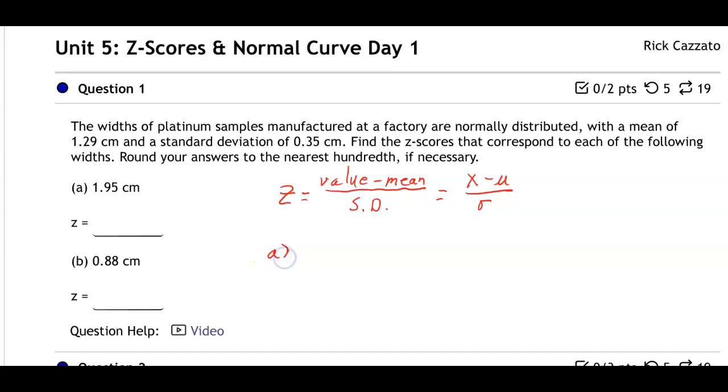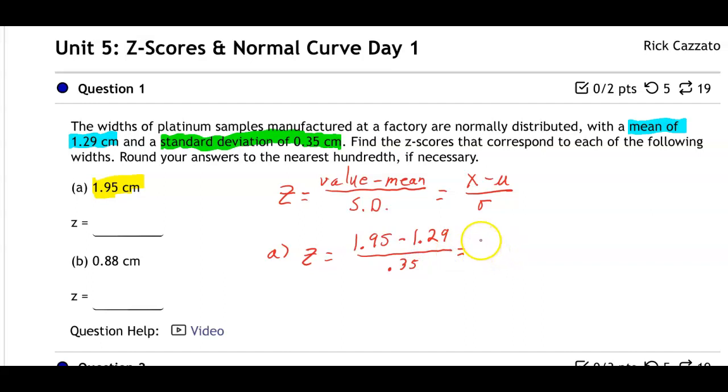So for part A of this problem, we want to know the z-score if the value is 1.95 and we have a mean, I'm highlighting this in blue, of 1.29, and we have a standard deviation that I'm highlighting in green, 0.35. So to do part A, the z-score is 1.95 minus 1.29 divided by 0.35. When you do that on your calculator and you round to two decimals, you get 1.89, and you do want to round correctly here, 1.89.